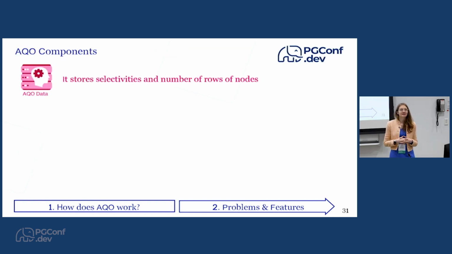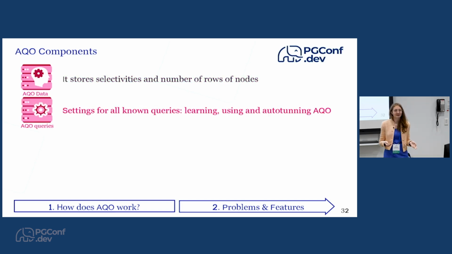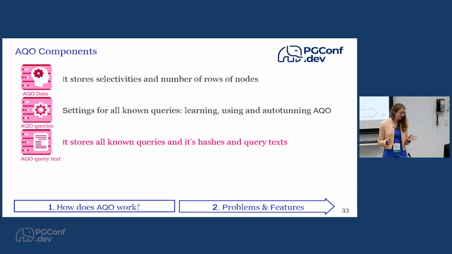AQO has several components, and the first one is AQO data. It's like storage that stores information about selectivities and cardinalities of nodes. The second one is AQO queries. It stores information about settings for every node. I'll explain why it is important later. And AQO query text stores information about query ID and query text.